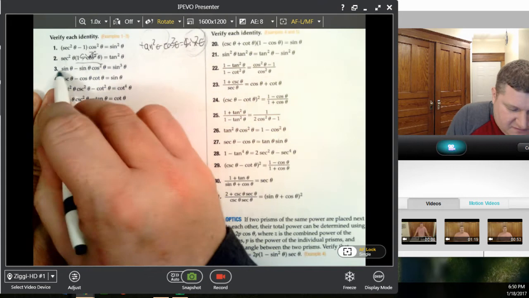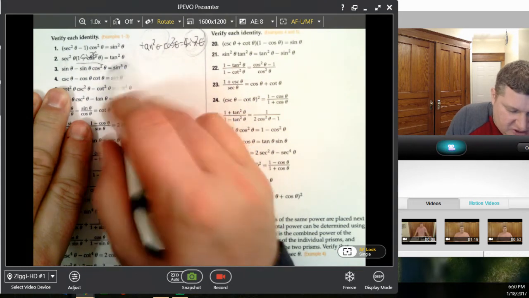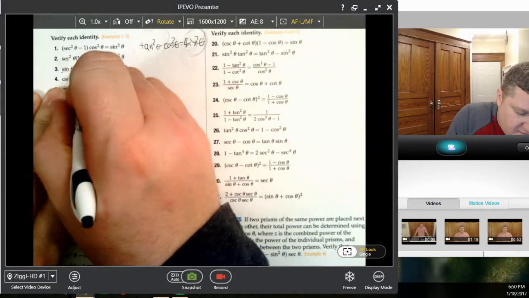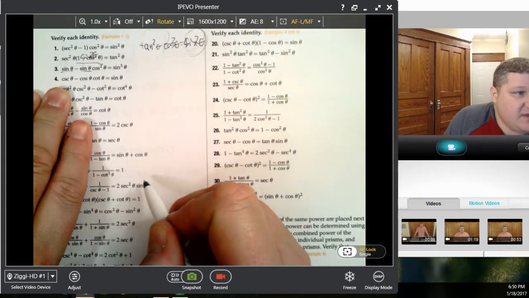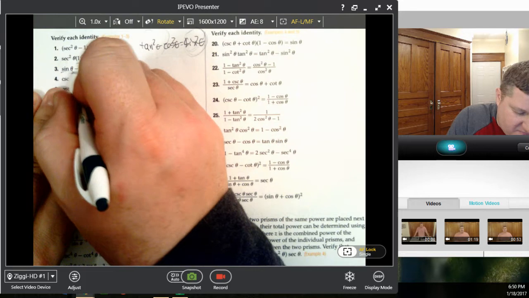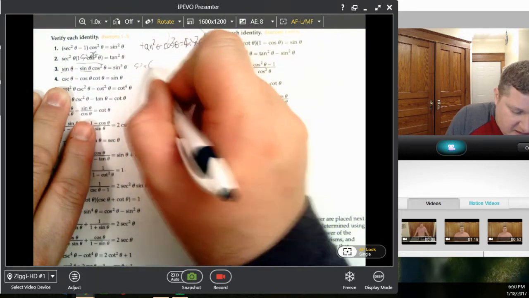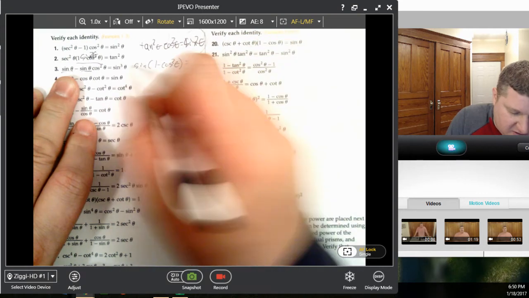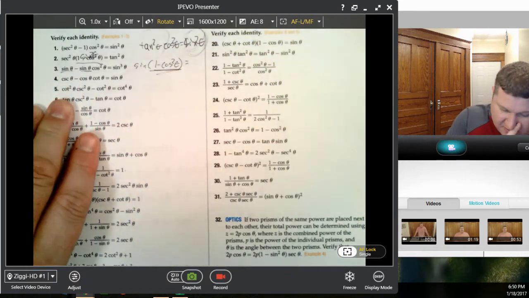Down here, we have something a little different. I don't have any cubes. I don't have any properties, so I don't want to start there. But I do have a sine in each place. And with a sine in each place, I can factor out a sine, and that leaves me 1 minus cosine squared theta. Well, that's good news because that is a Pythagorean theorem.